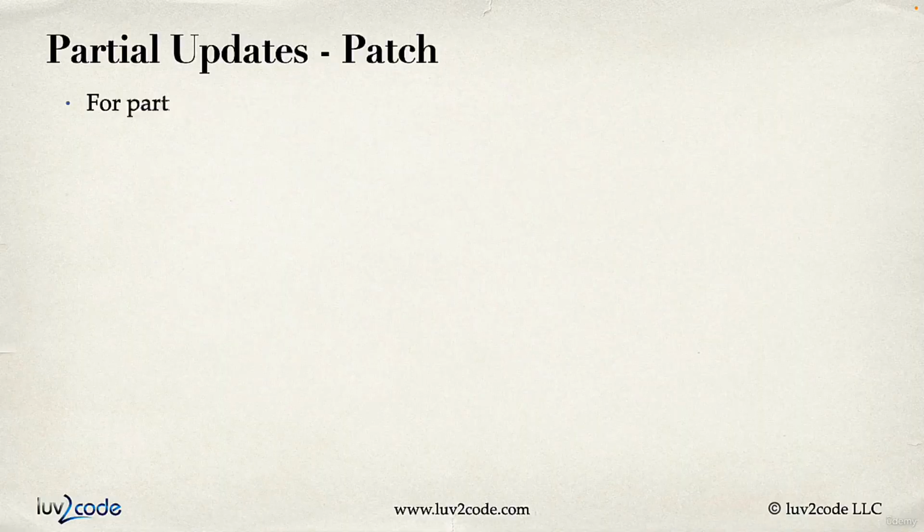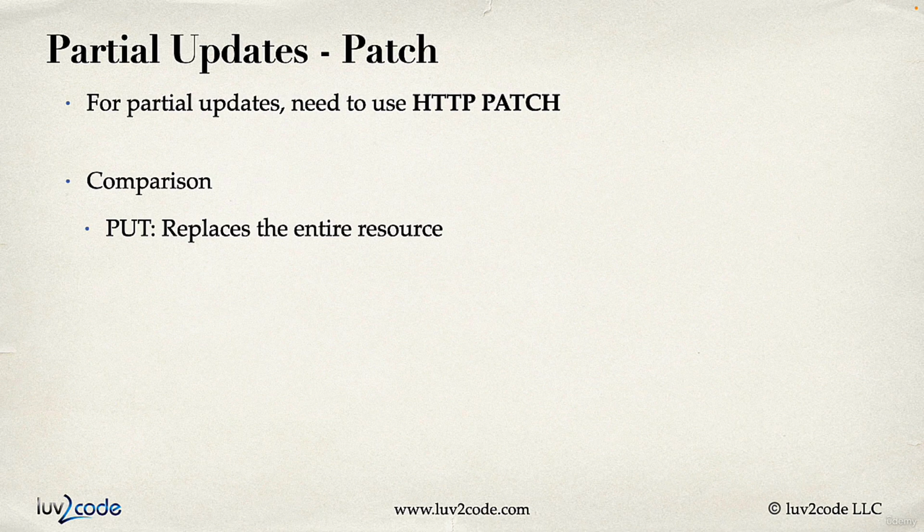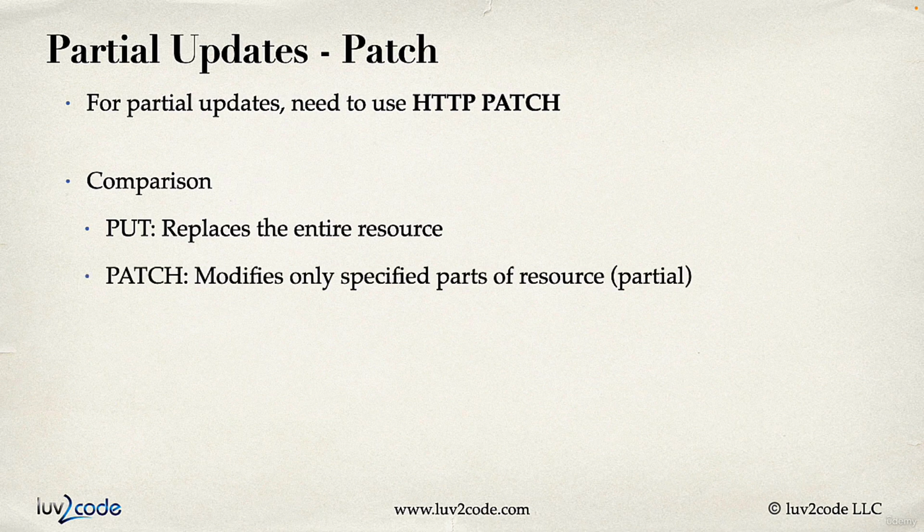And so this brings us to the patch. So for partial updates, we need to use patch. Now the comparison: put replaces the entire resource or entity, and patch will modify only the specified parts of the resource or entity. So here we can do a partial update.